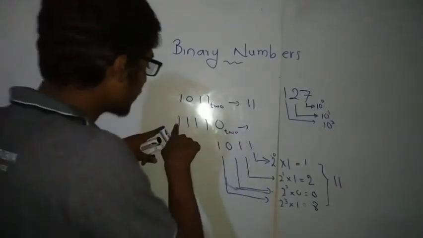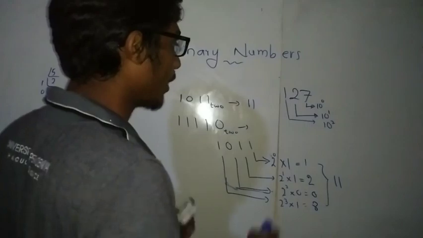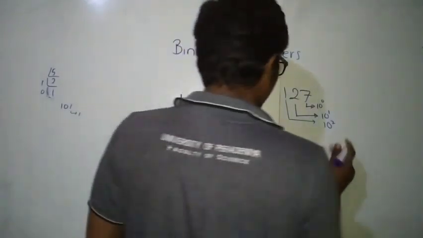Understood? So if you consider 11110, you have 4 ones and a 0.